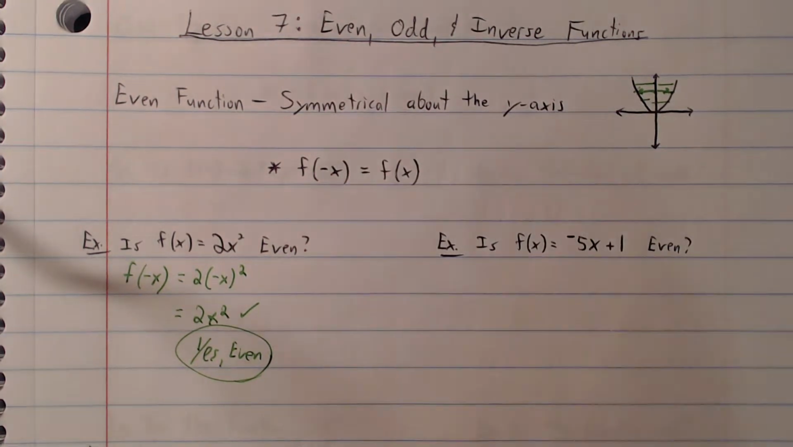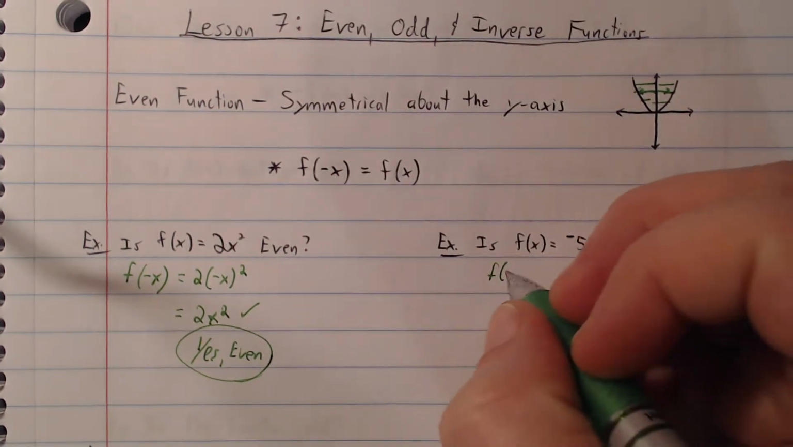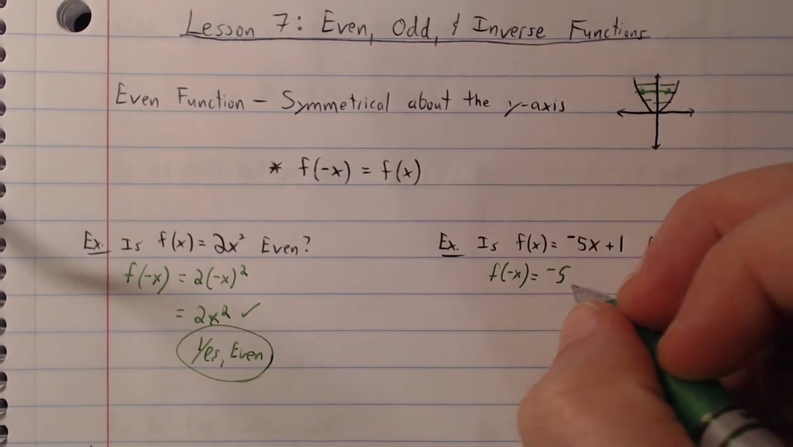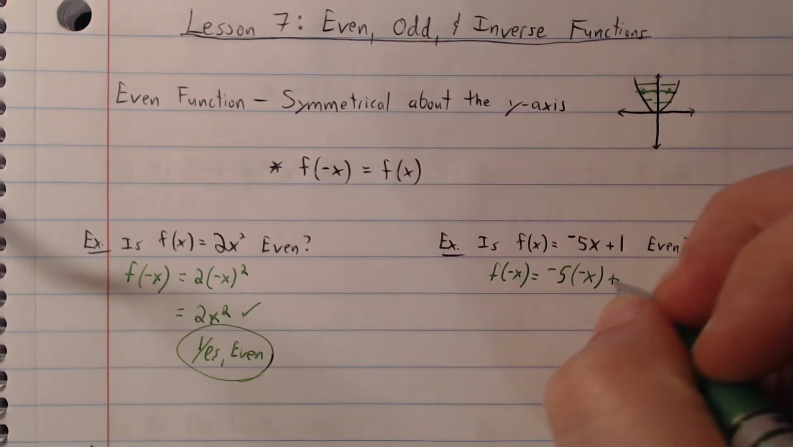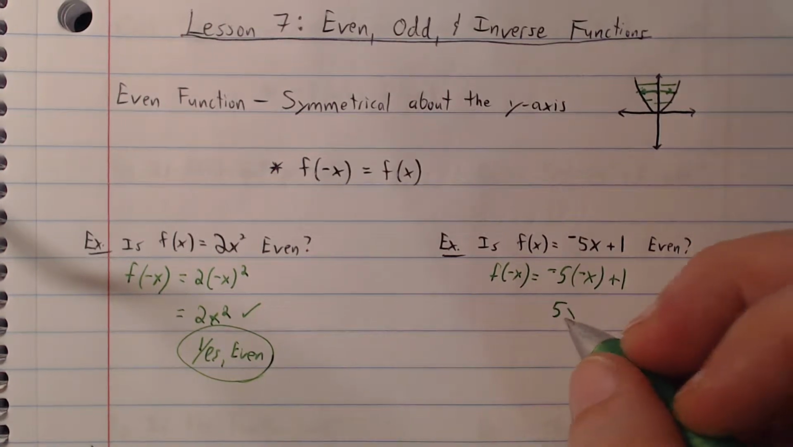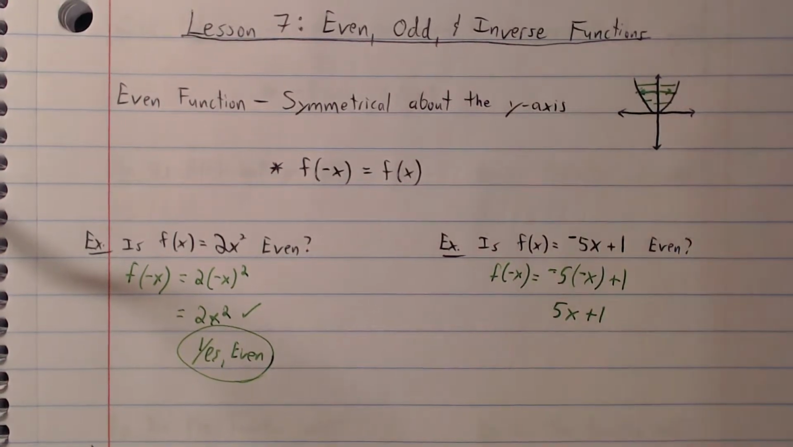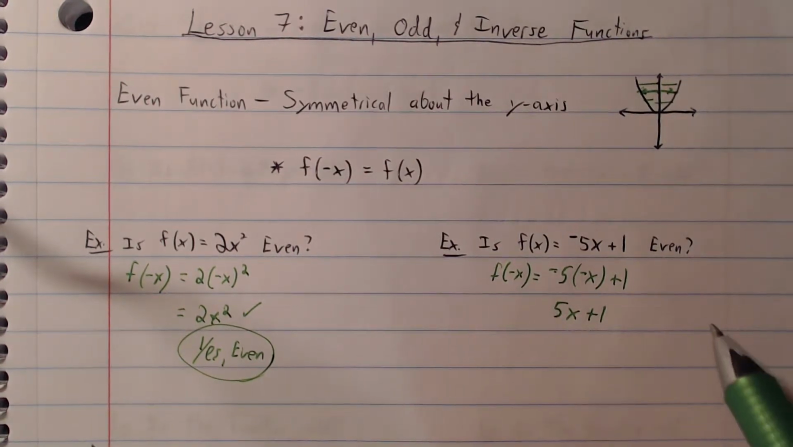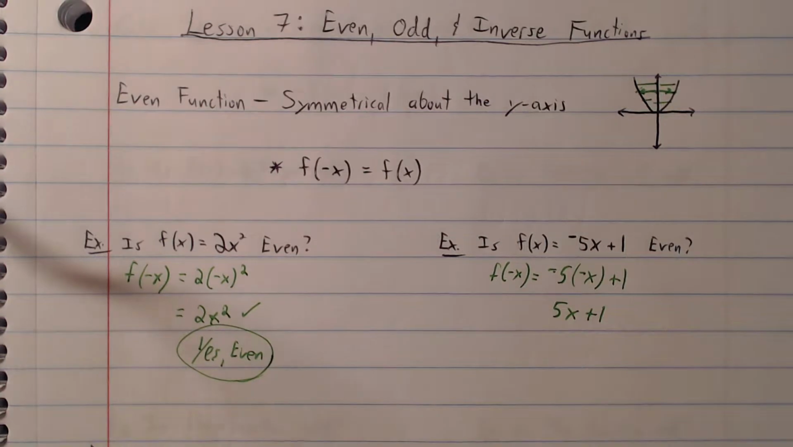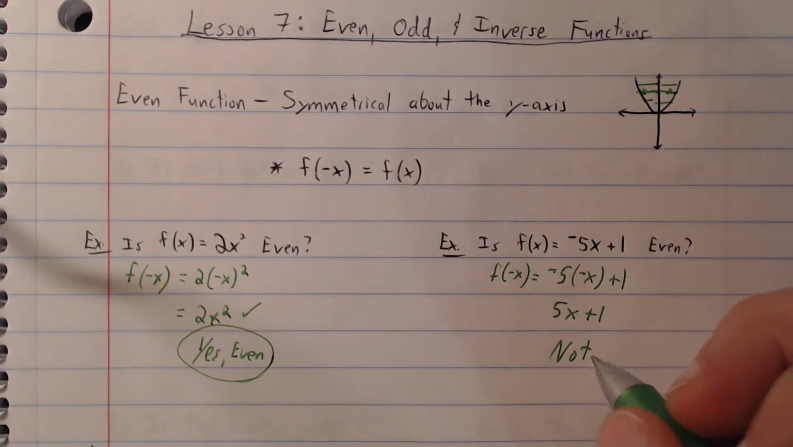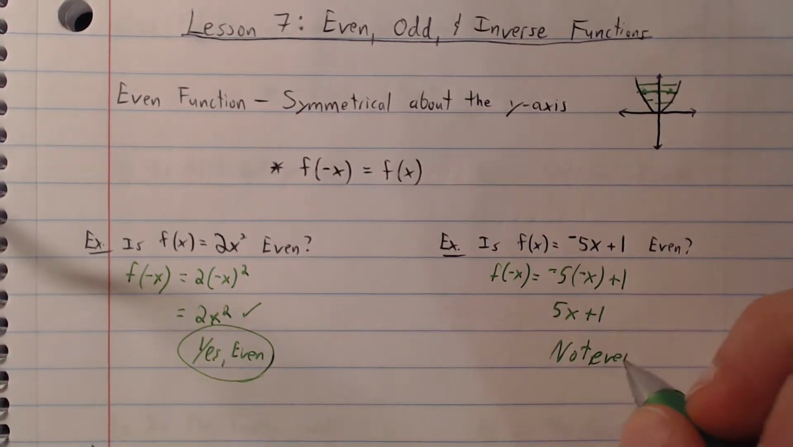Our second example, if we evaluate at the opposite of x, here we would have negative 5 times the opposite of x. So negative times a negative gives us positive 5x plus 1. Now here's the difference. Right here we have a positive value. When we started, we had a negative value. That means that they don't match. They're not even. So our answer here would be no, or not even.